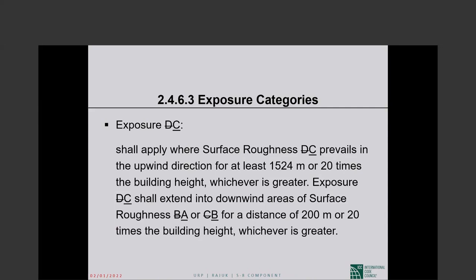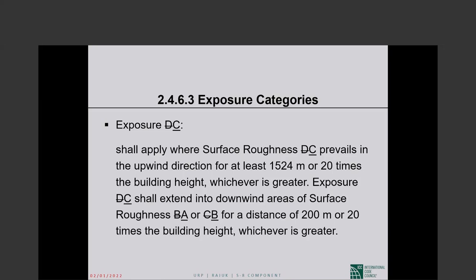Exposure C, in a way, is pretty messed up. So exposure C shall apply where surface roughness C prevails in the upwind direction for at least 1524 meters or 20 times the building height, whichever is greater. Up to that, there is no problem. This is how A was defined. Okay? So you have surface roughness C for a certain distance in the upwind direction, always upwind.